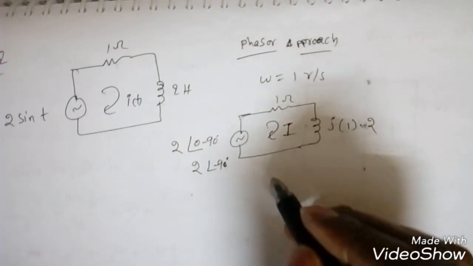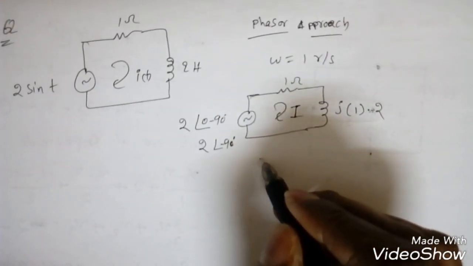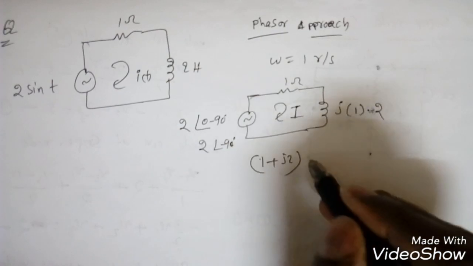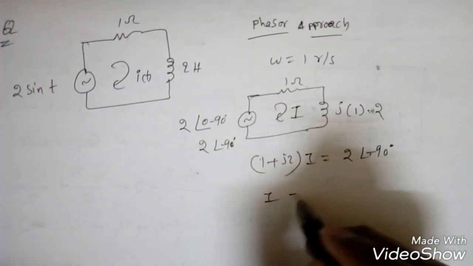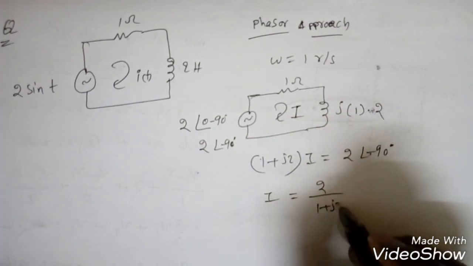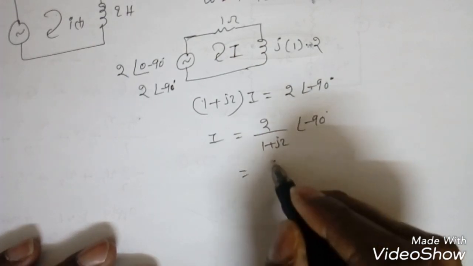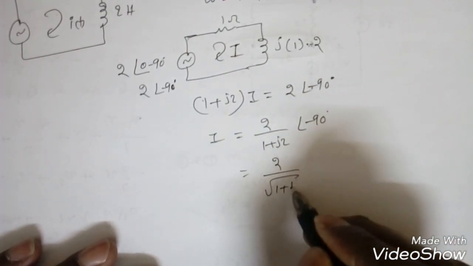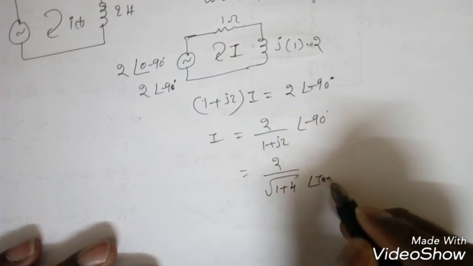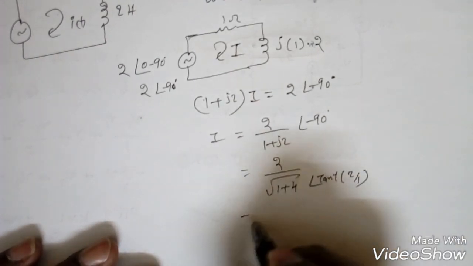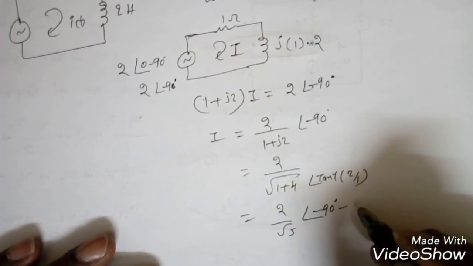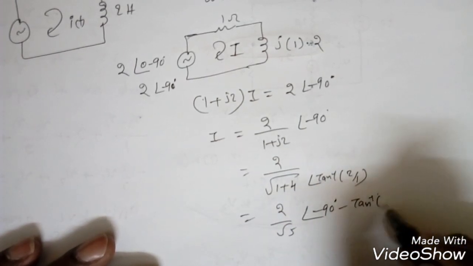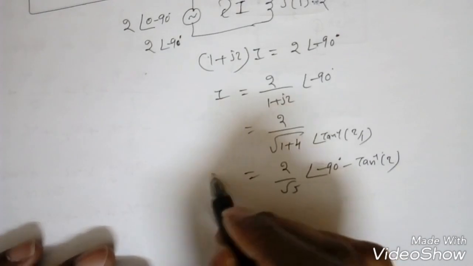Now how to find this one? Apply KVL. So what will you get? (1 plus j2) into I is equal to 2 angle minus 90 degree. So what is I? 2 by (1 plus j2) angle minus 90. So what is this magnitude? 2 by square root of 1 plus 4, and angle tan inverse 2 by 1. So this will become 2 by root 5 angle minus 90 minus tan inverse 2. Right? So this is I.